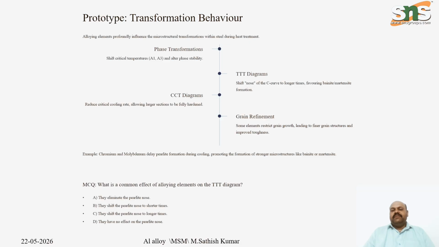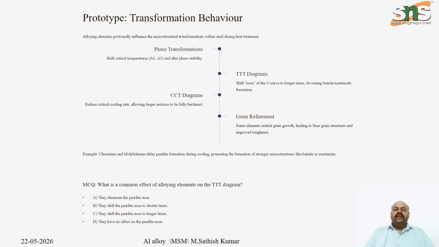Let us see the transformation behavior through different diagrams here. This is a very important thing in metallurgy. Phase transformations shift critical temperatures and alter phase stability. The TTT diagram shows the C curve, which favors bainite and martensite formation. The CCT diagram is about continuous cooling transformation diagrams. And there is grain refinement, which restricts grain growth, leading to fine grain structures and improving toughness.